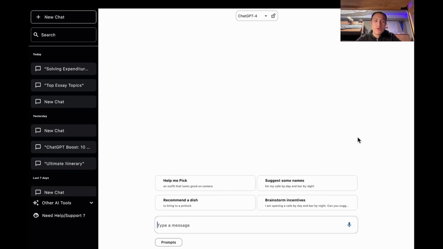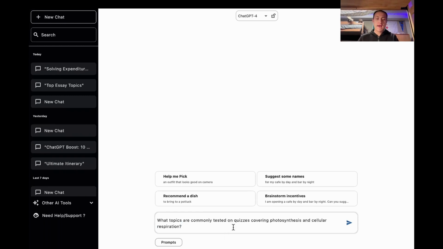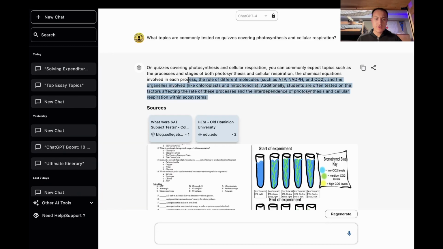How might you boost your learning with ChatGPT? First, there's active recall. So, say I look for quizzes or topics covering photosynthesis and cellular respiration. Okay, so this information is kind of chunked up, so it's easier on the eyes.